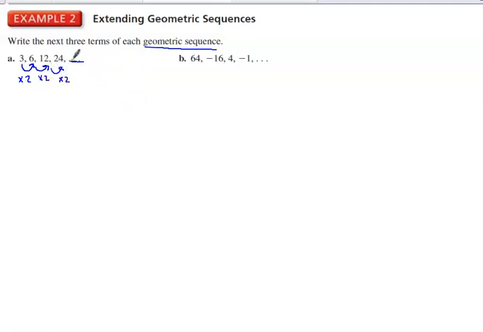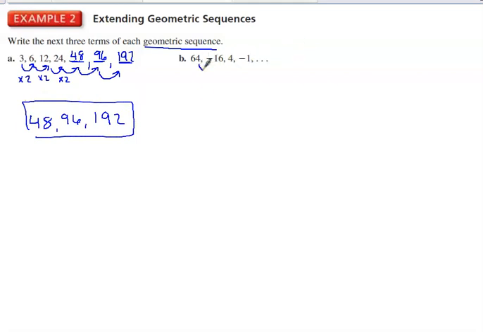So then to find the next 3 numbers, all I'm going to do is continue that pattern. Multiply by 2, and I get 48. Multiply by 2, and I get 96. Multiply by 2, and I get 192. So the next 3 terms are 48, 96, and 192.